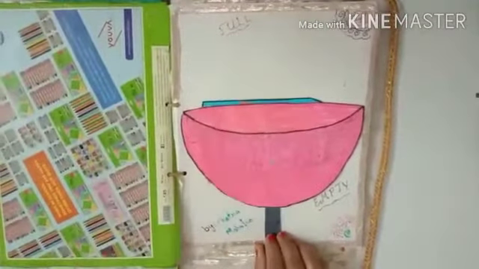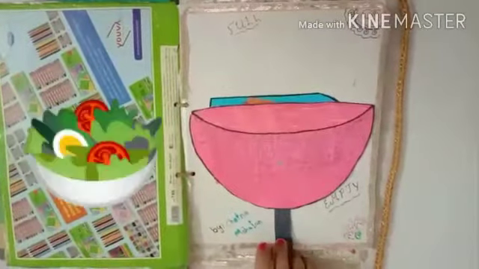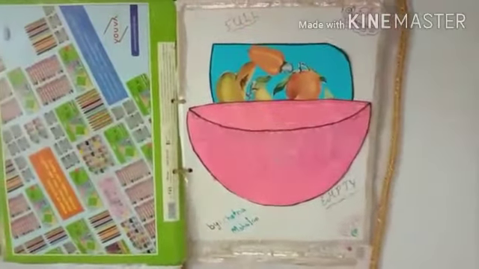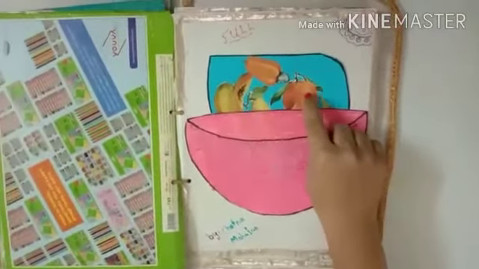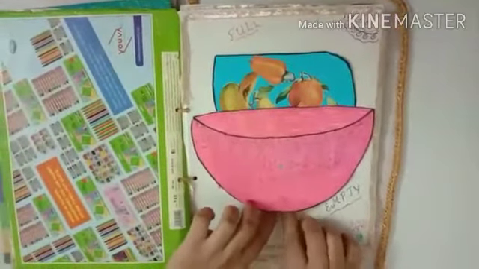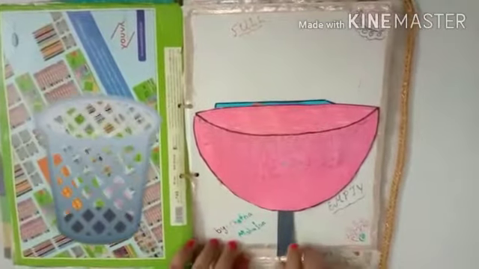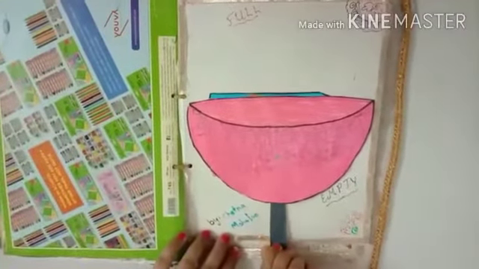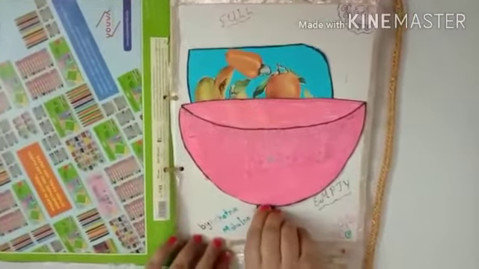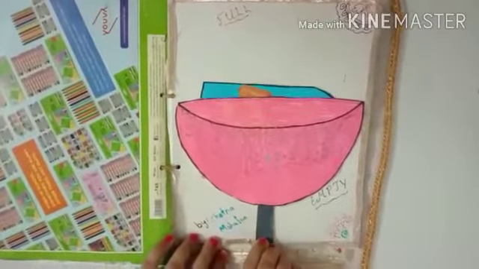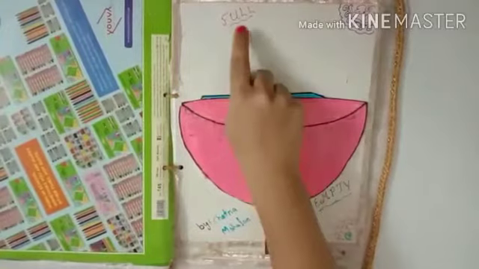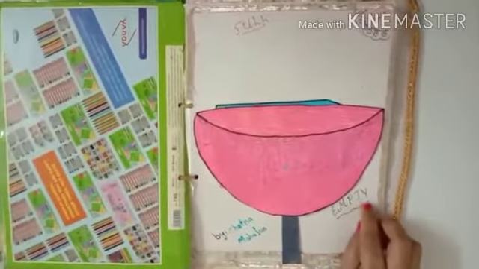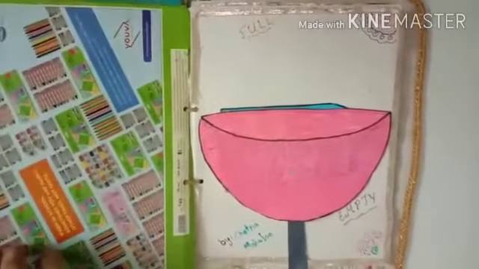Fruit basket. Which picture is this? Fruit basket. Basket is full with fruits. Look at here. Basket is full. Empty. Khali ho gayi basket. Full. Empty. F-U-L-L, full. Full ka opposite kya aega? E-M-P-T-Y, empty. Okay, next.